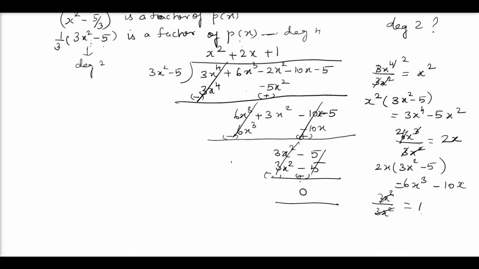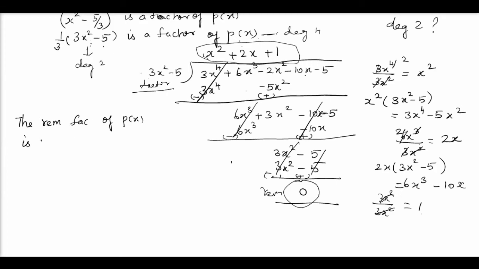See, in all such problems we get the remainder to be 0 because we have divided the polynomial by its factor. Okay, when you divide a polynomial by its factor, we get the remainder to be 0 always. In such problems, if you don't get the remainder 0, then your calculation might be wrong, right? Okay. Now, what is the quotient here? The quotient is x square plus 2x plus 1 and that is my remaining factor. So, the remaining factor of p of x is x square plus 2x plus 1.